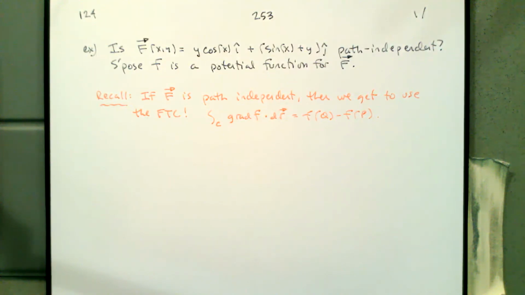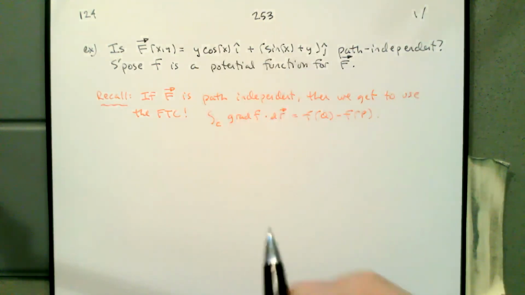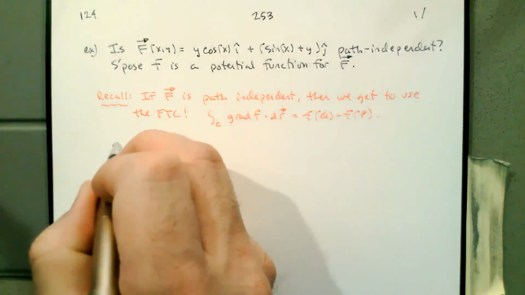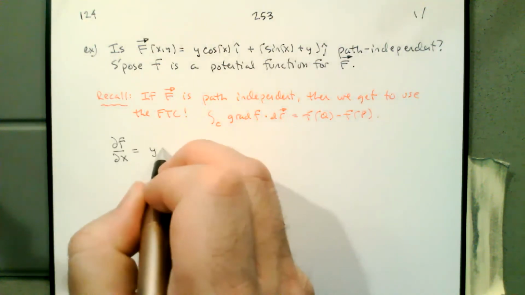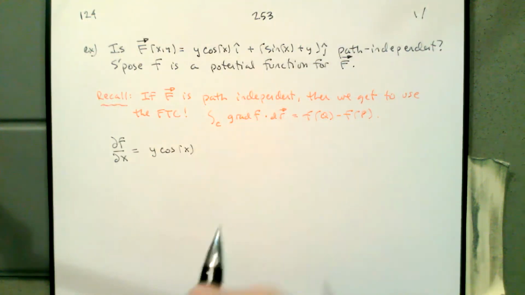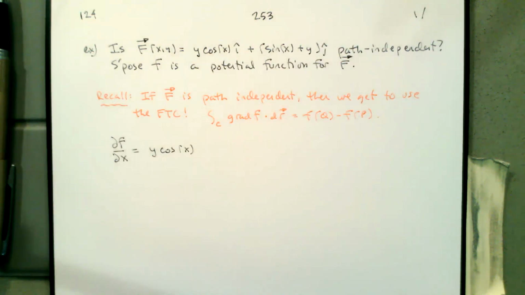Let's start with this example. We've got the vector field y cosine x times i and sine x plus y times j. So if there's a potential function, little f, for this vector field, then the partial derivative of f with respect to x is y cosine x. So let's integrate this with respect to x.